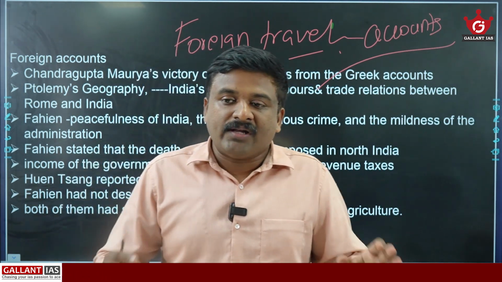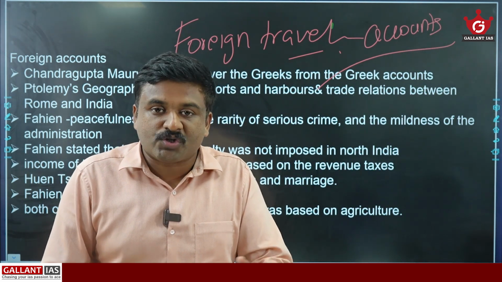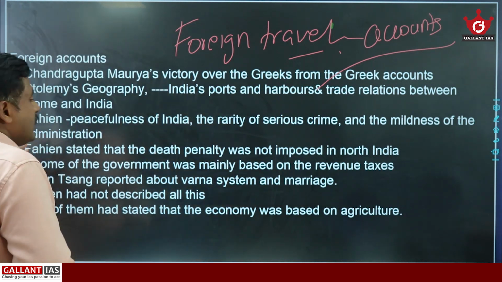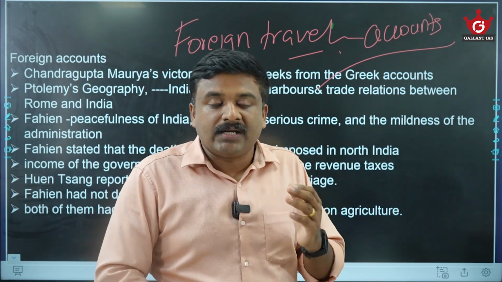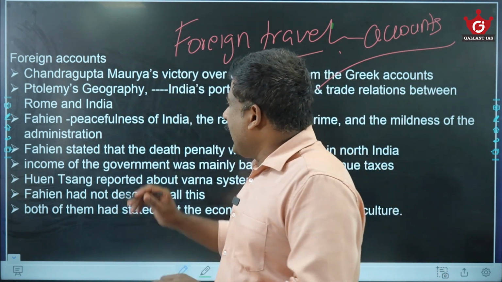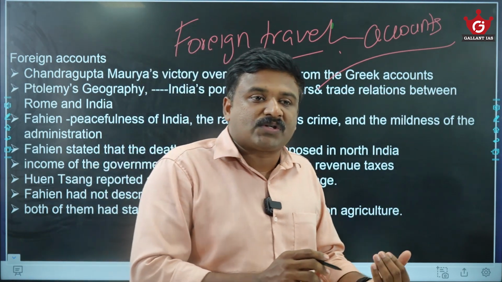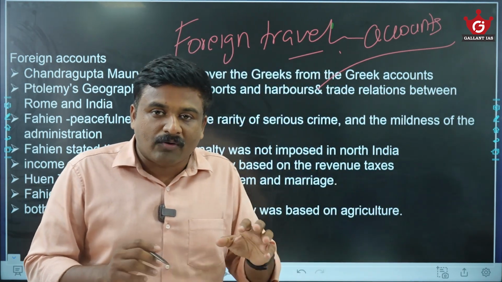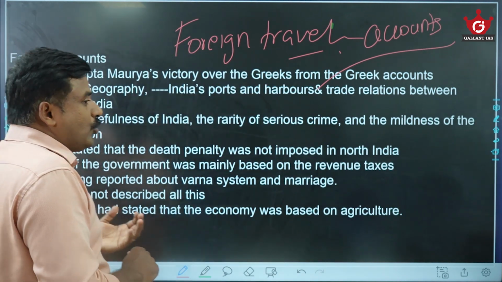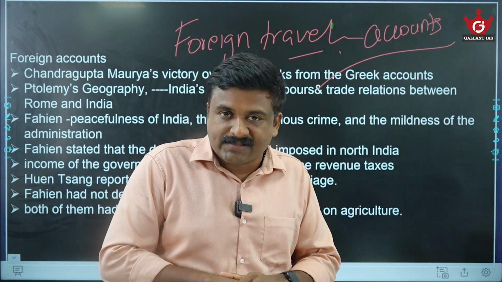Have an idea of the common observations made by these foreign travelers regarding Indian society, culture, economy, religion, etc. Some points I'm sharing here. We know Megasthenes' Indica. Megasthenes was a Greek ambassador to the court of Chandragupta Maurya, and he observed the political system, economic system, social system, or class divisions of Indian society. Indica is one of the earliest foreign accounts which talk about India's Mauryan polity, economy, religion, culture, etc.